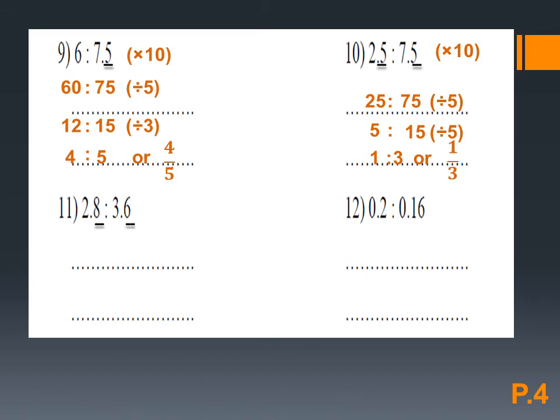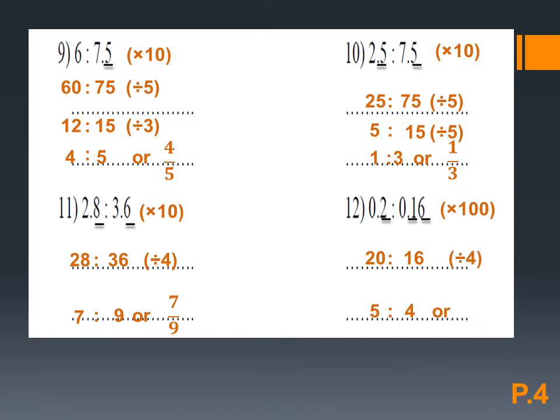2.8 to 3.6. Multiply here by 10. 28 to 36. Start to divide it here by 4. 7 to 9, and this is the simplest form, 7 over 9. 0.2 to 0.16. Multiply here by 100 because we have two decimal places. It equals 20 to 16. Divided here by 4, 5 to 4, and we can write it 5 over 4.